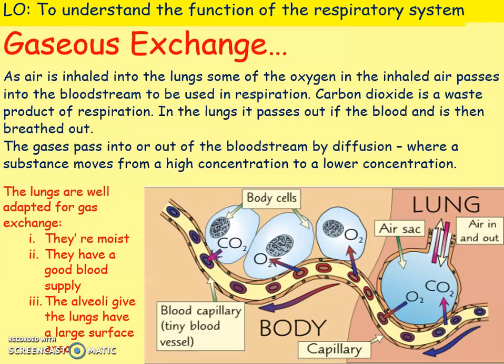Oxygen moves from the alveoli into the blood and eventually arrives at all the cells in the body. The gases pass in and out of our bloodstream by a process called diffusion. Diffusion is when a substance moves from a high concentration to a lower concentration. And the lungs are really good at doing this job.